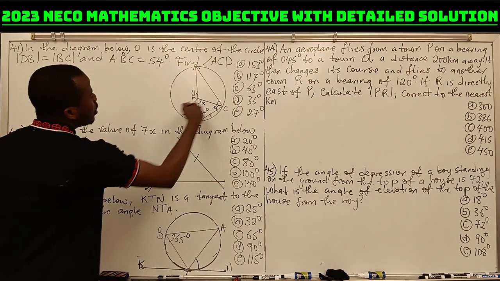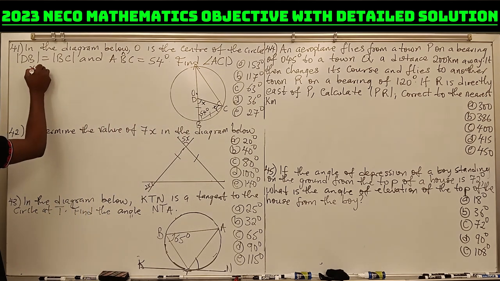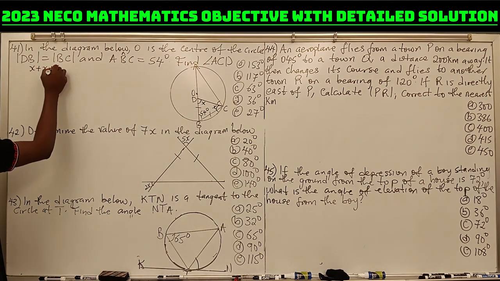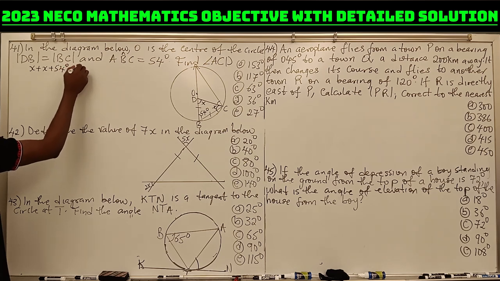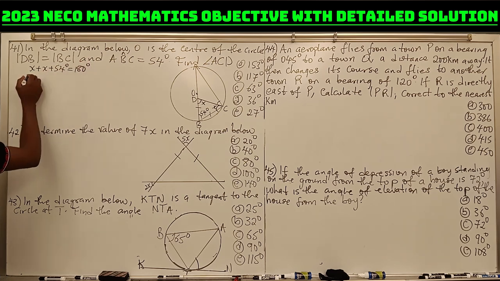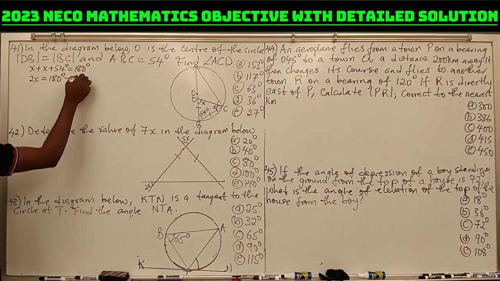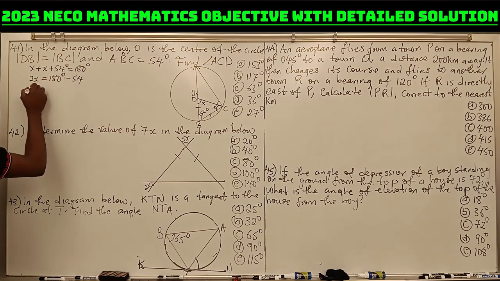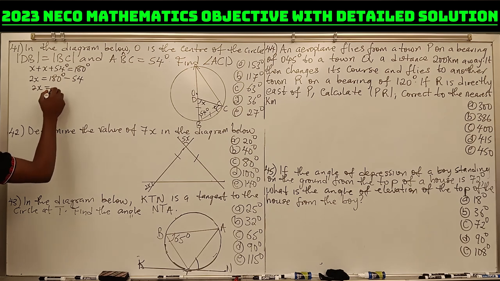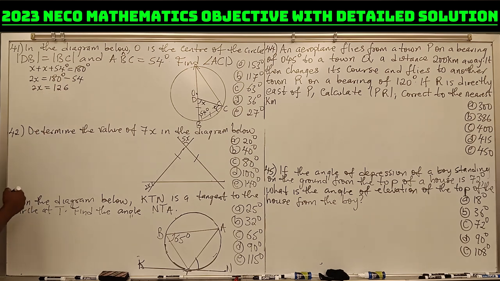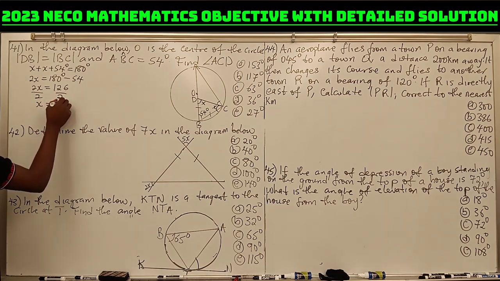So let's look for x. From sum of angle in a triangle, x plus x plus 54 degrees equals 180 degrees. 2x equals 180 degrees minus 54. 180 minus 54 will be 126. And if we divide both sides by 2, x will be 63.